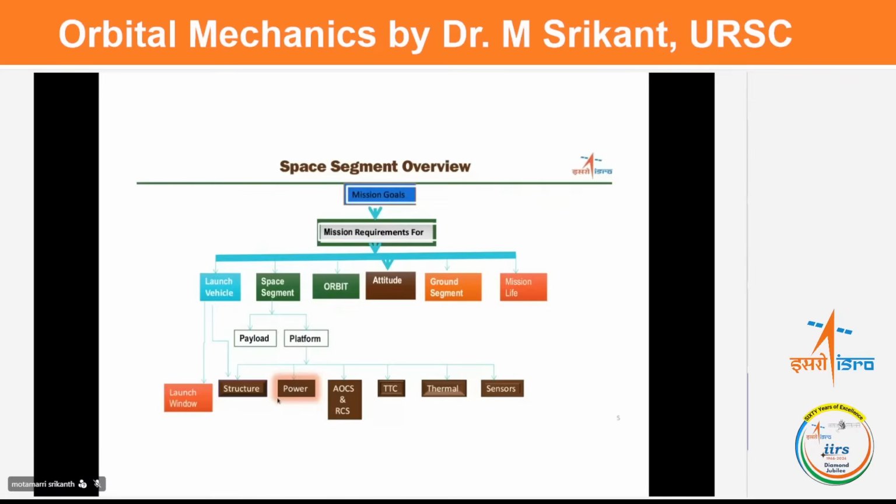Under the platform, we have the structure, which takes care of the satellite, then power, the attitude and orbit control system, the thrust or RCS propulsion system, the telemetry and telecommand system, the thermal system, and sensors. I have only listed a few major systems. All these systems together form a platform, and along with the platform, the payload flies. This is how the space segment is defined.